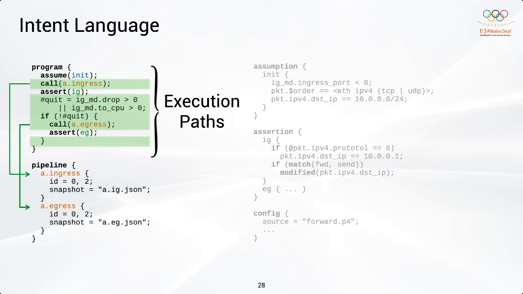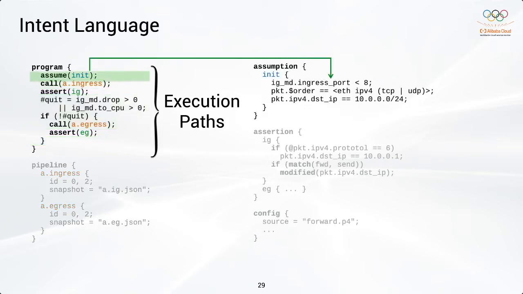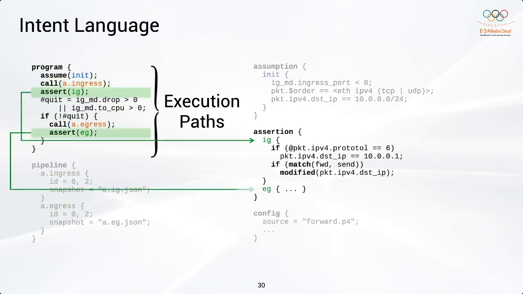This block describes the property of a pipeline, such as pipeline IDs and table entry snapshots. Next, we use the assumption block to describe preconditions, and use the assertion block to describe postconditions. These 2 blocks can be inserted into anywhere inside the program block. We provide high-level abstractions to help developers describe their assumptions and assertions in an easy way.